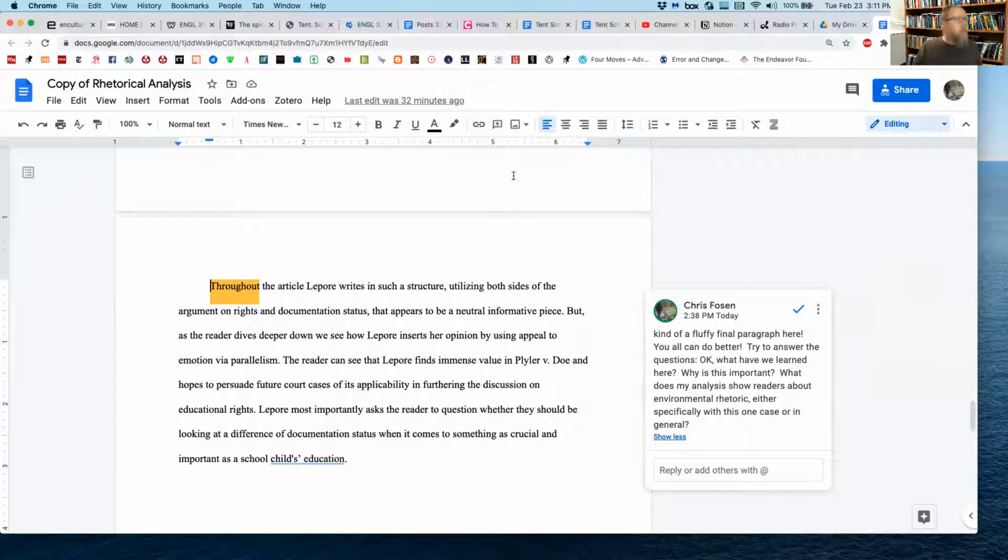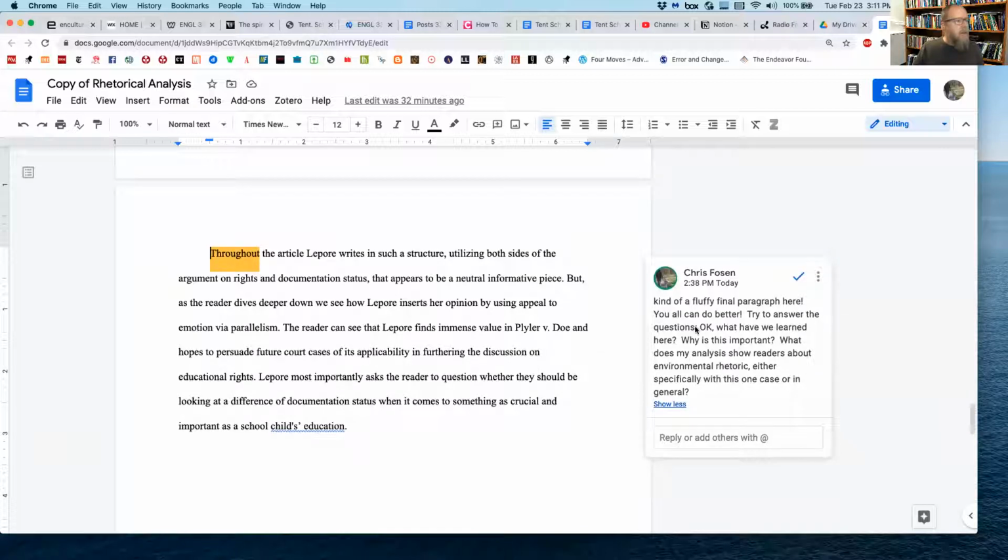For your papers in English 338, what I'd suggest is a slightly different tack. Like I say here, try to answer the questions, okay, so what have we learned here? Either about rhetoric or about how the environmental issue the author is discussing needs help from rhetoric in order to be effectively handled in the 21st century. Why is this important? Why is us looking at this particular text or this author's work significant to us right now at this particular point in time?